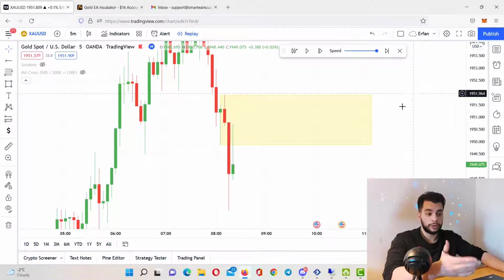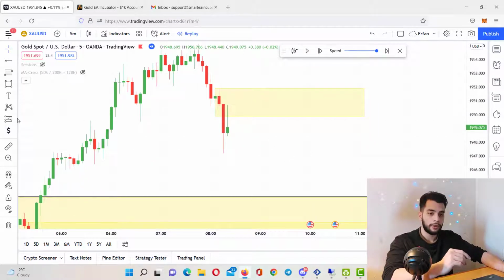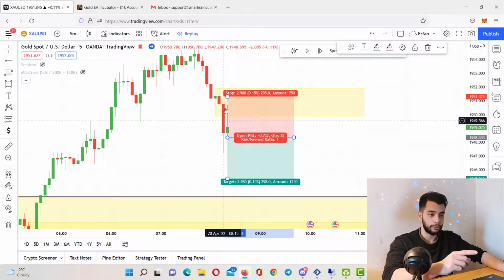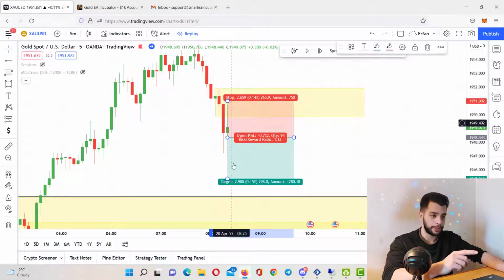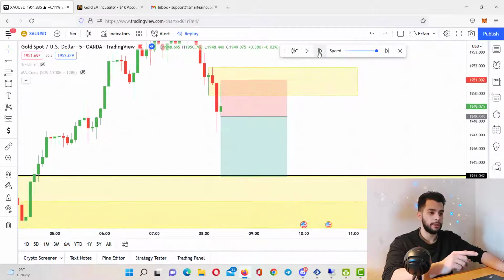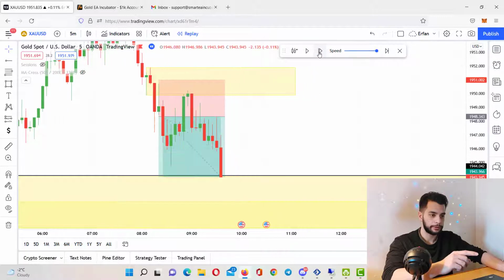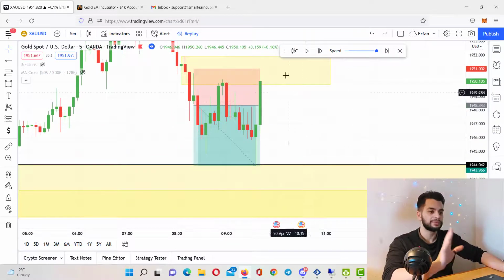So if you wanted to take it, it would be at your own risk because it's already dropped significantly. In this case, if you wanted to take this high probability order block, you could have put your entry here, your TP right here, and your stop loss above this level. I don't know whether it works or not. Yeah, it actually worked.